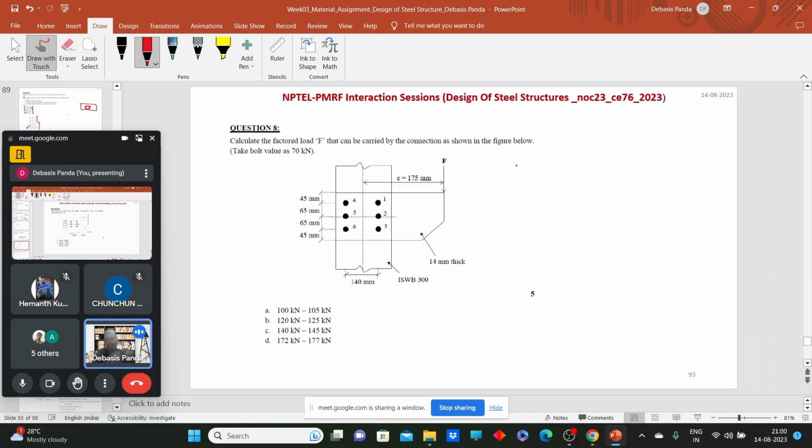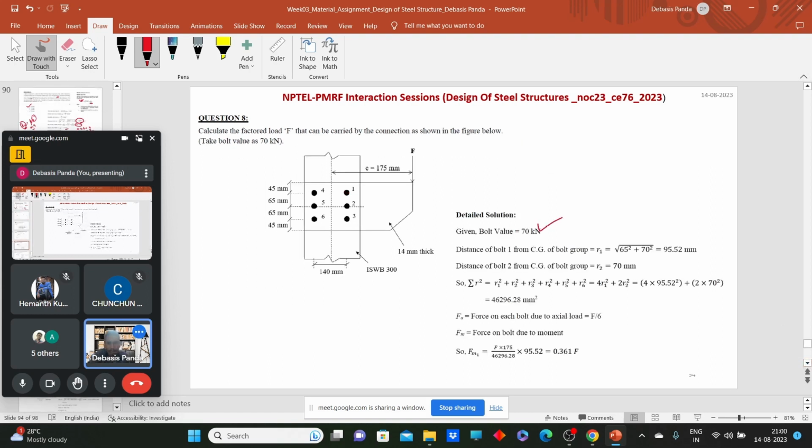Okay, here we have a similar kind of example: calculate the load F. Sometime back we solved for the value of load P which that joint can safely transfer. So what do we need to do here? We need to calculate the resultant stresses in bolt 1, that is F1, F2. Then we equate the resultant stresses to the strength of the bolt. So let's quickly do it.